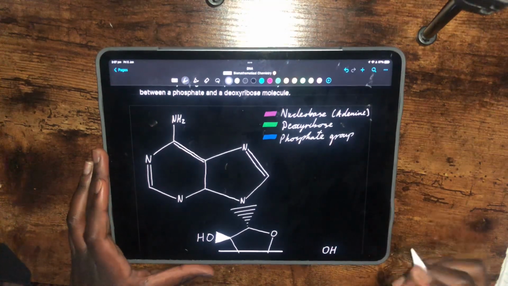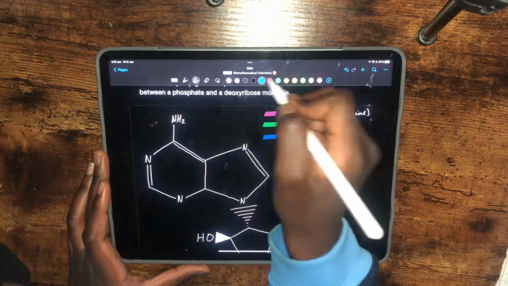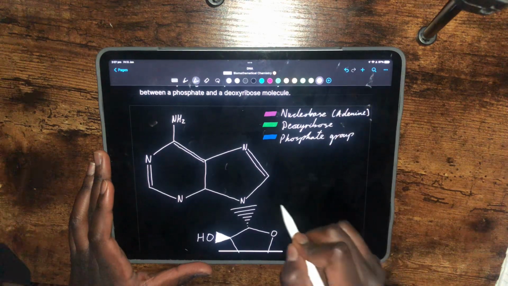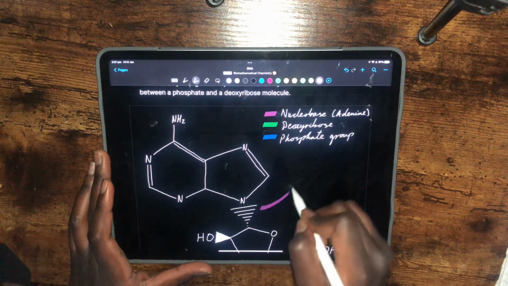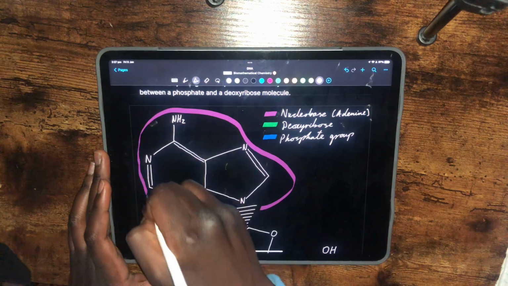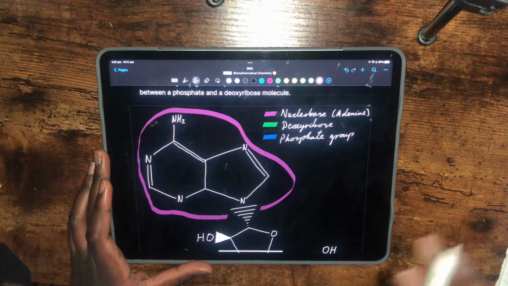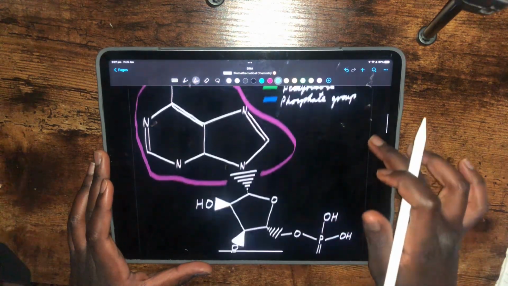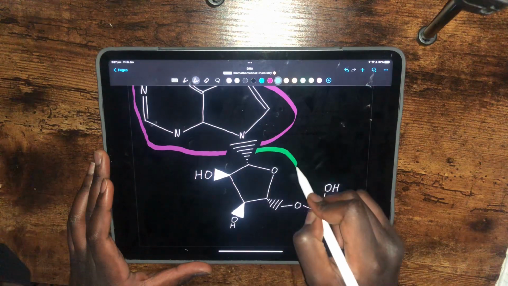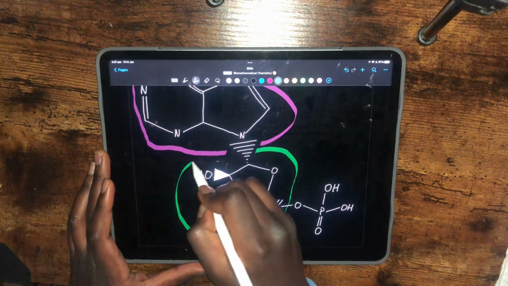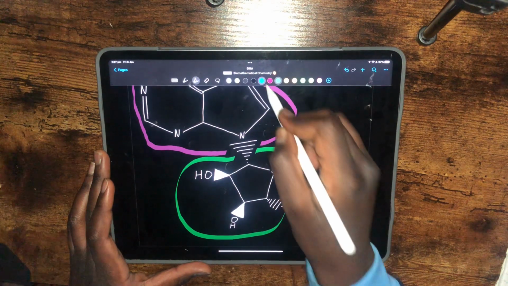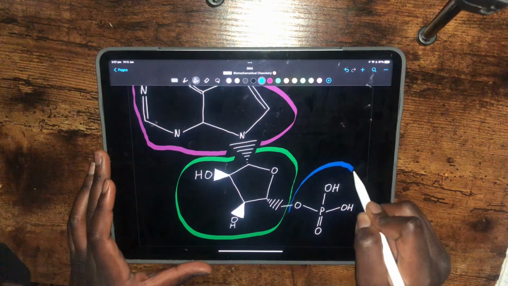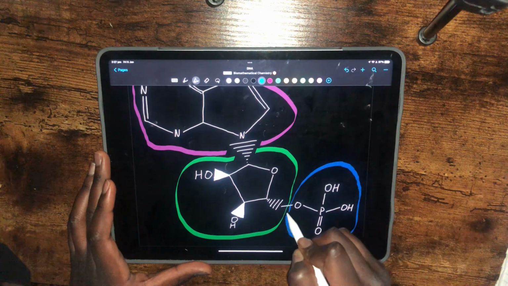Right, now, I should probably just highlight what I mean here. So, our nucleobase is everything from here to there. This is our nucleobase. Our deoxyribose is everything from here, come around here, and then our phosphate group is here.